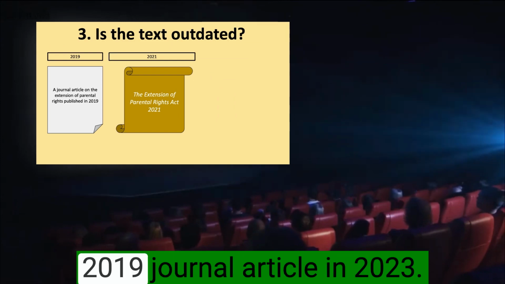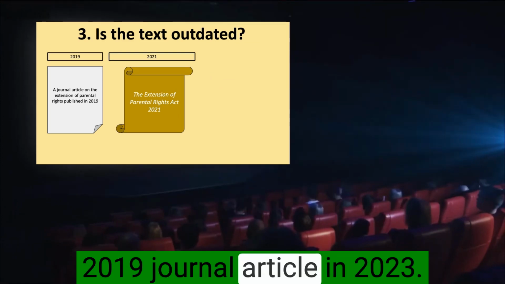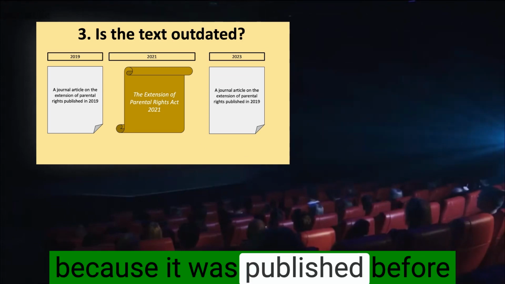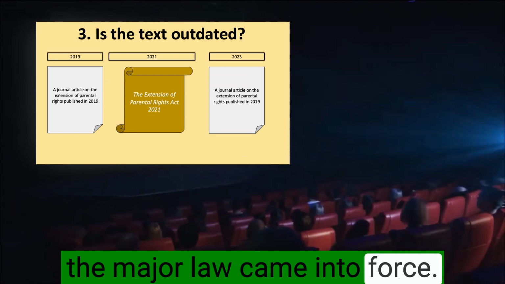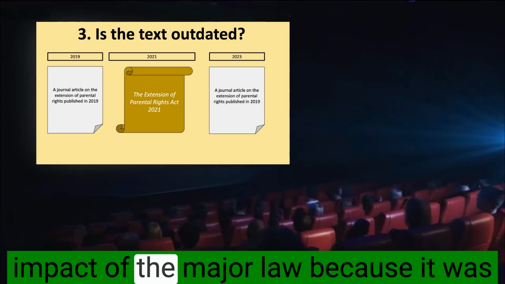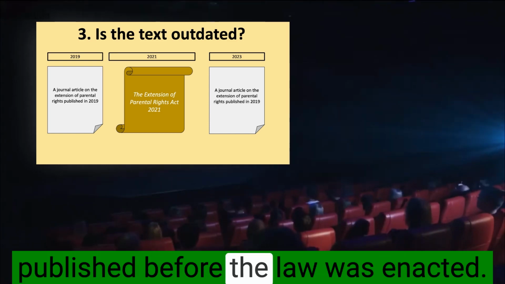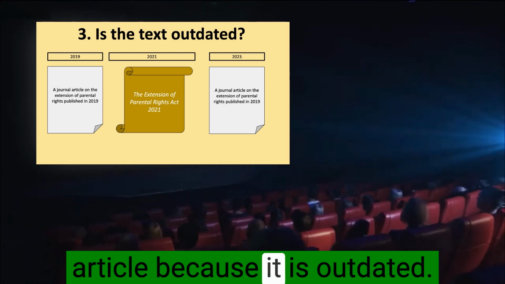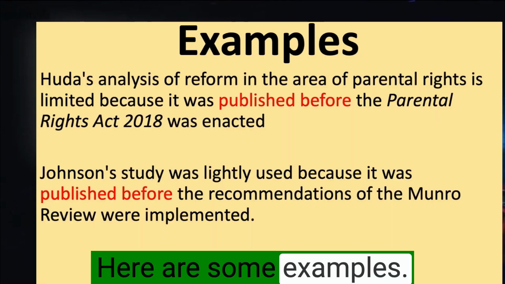Now we are looking at this 2019 journal article in 2023. This article is only partially relevant because it was published before the major law came into force. This 2019 article does not discuss the impact of the major law because it was published before the law was enacted. So we can now critique this article because it is outdated. Here are some examples.